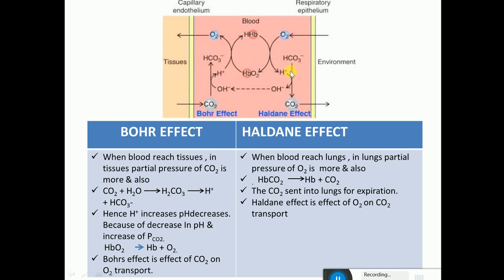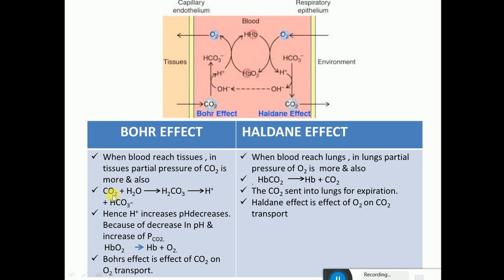The formation of carboxyhemoglobin also affects the amount of O2 present in the alveolus. So here you can notice what is meant by the Bohr effect and what is meant by the Haldane effect, and the difference between these two. When blood reaches the tissues, as we know, the partial pressure of CO2 is very high, because all our metabolic processes release CO2 as a byproduct.